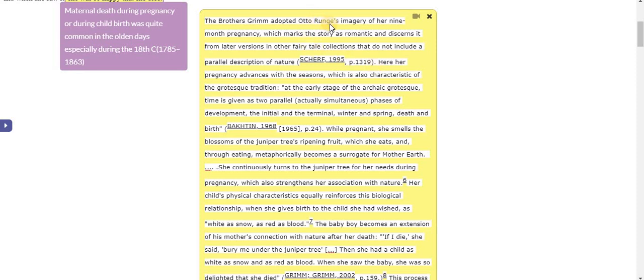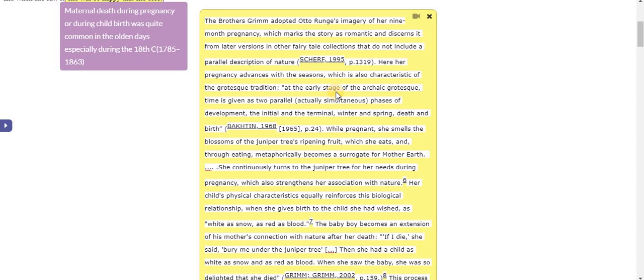Runge also helped the Grimm brothers in composing this particular tale, and hence there is a detailed description of pregnancy in this story, which is not there in almost all other stories compiled by the Brothers Grimm. Here, her pregnancy advances with seasons. Whose pregnancy? The rich man's wife's pregnancy advances with the seasons, which is also characteristic of the grotesque tradition.